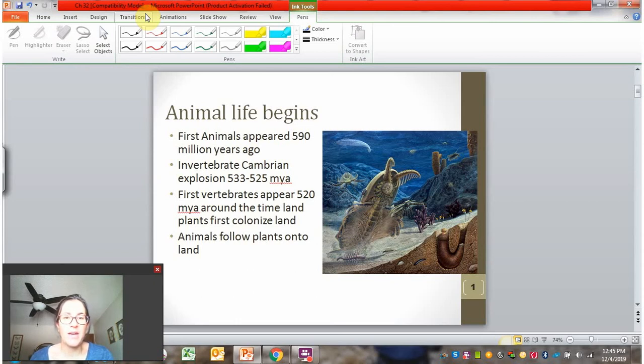And it's during that period that the first vertebrates appear. And this was around the time that land plants were first moving onto land out of water. And animals would follow plants onto land pretty shortly after. And remember, that makes sense because animals are heterotrophs and need to eat food, and plants would be a primary food source for them.